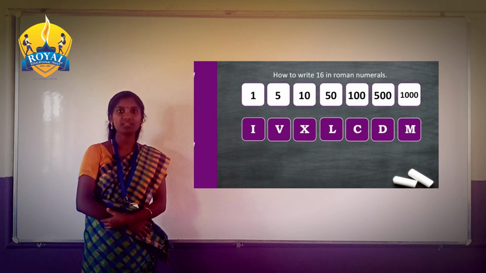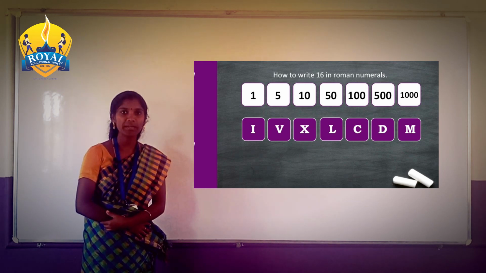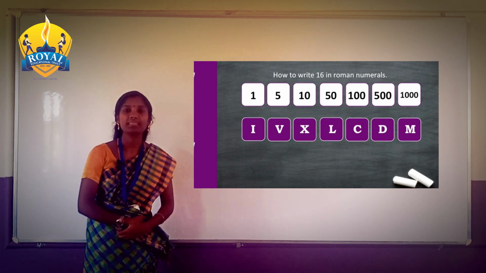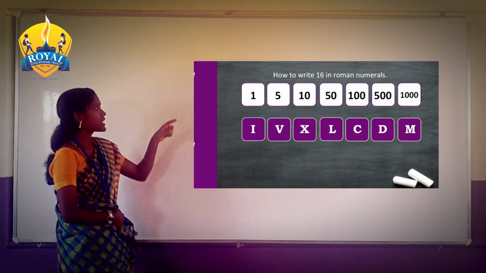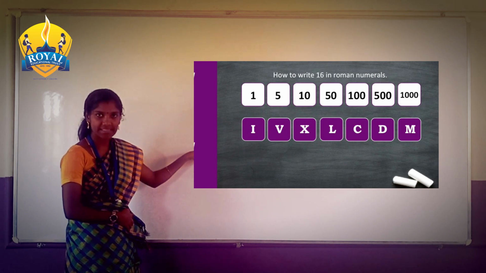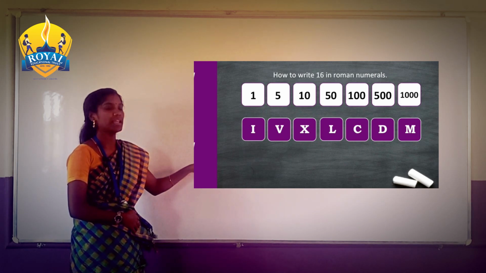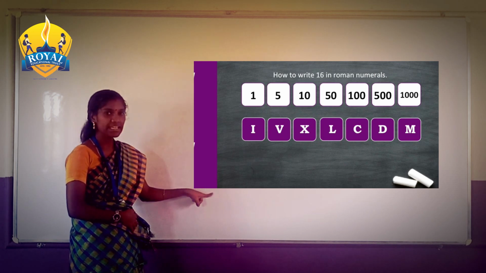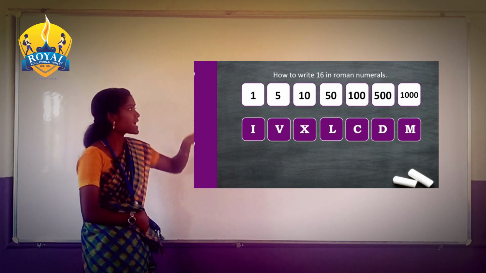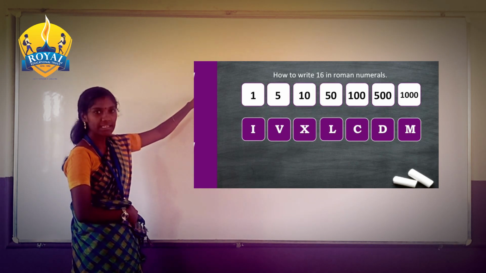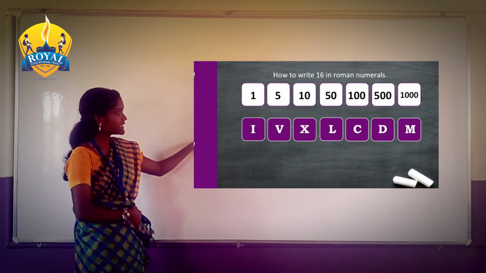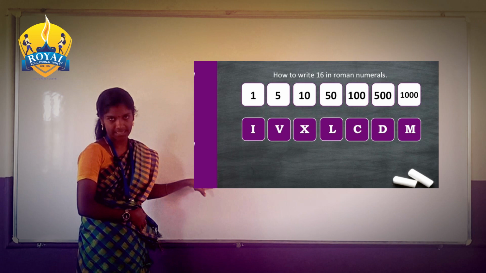7 basic letters are used in the Roman numerals. They make many numbers. The 7 letters are I, V, X, L, C, D and M. Once again I repeat: I, V, X, L, C, D and M.